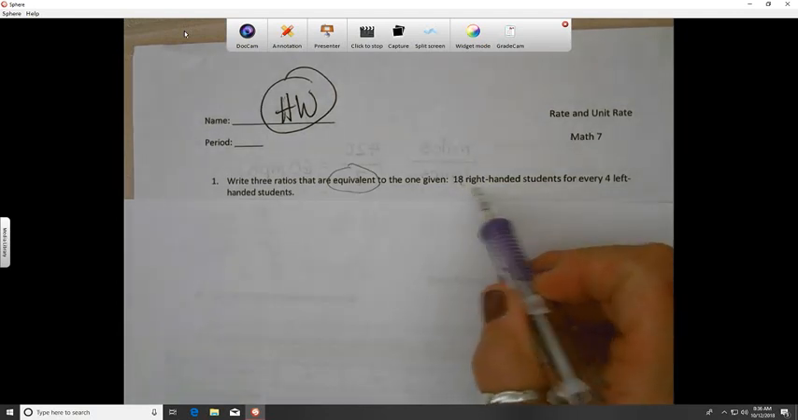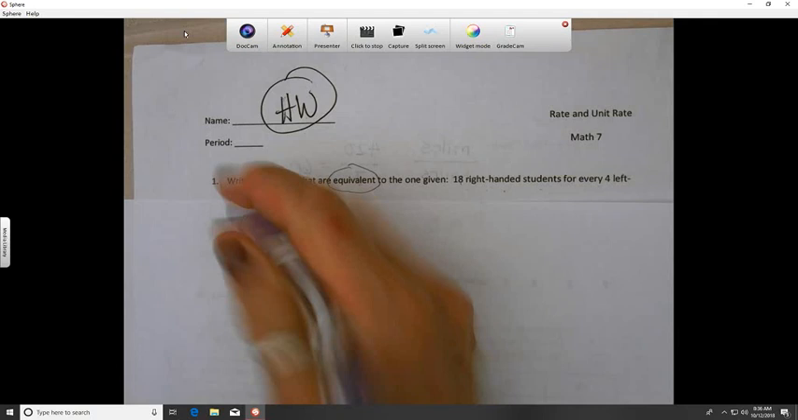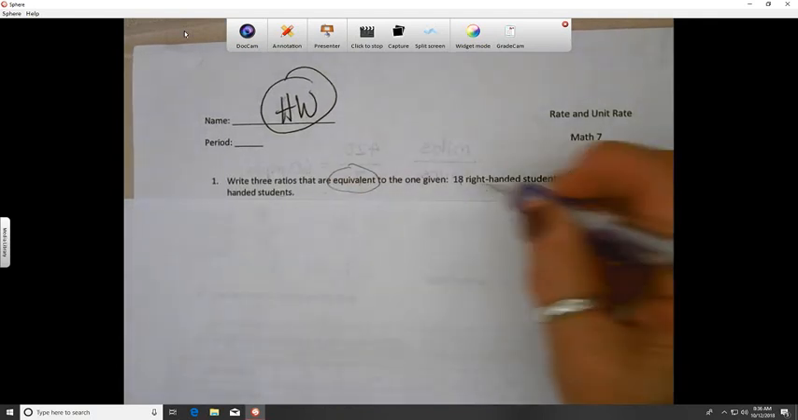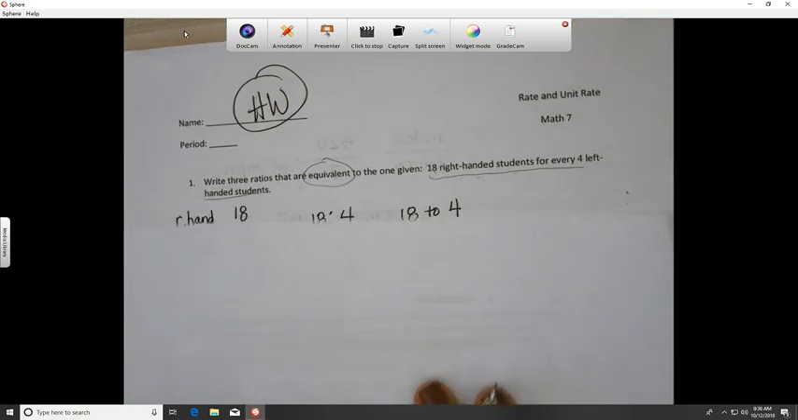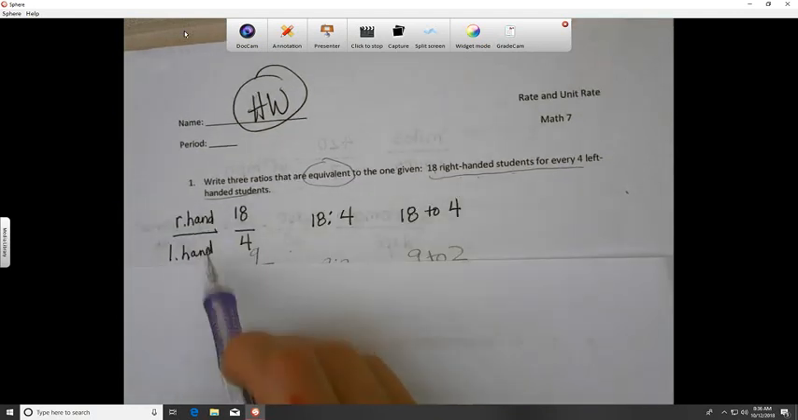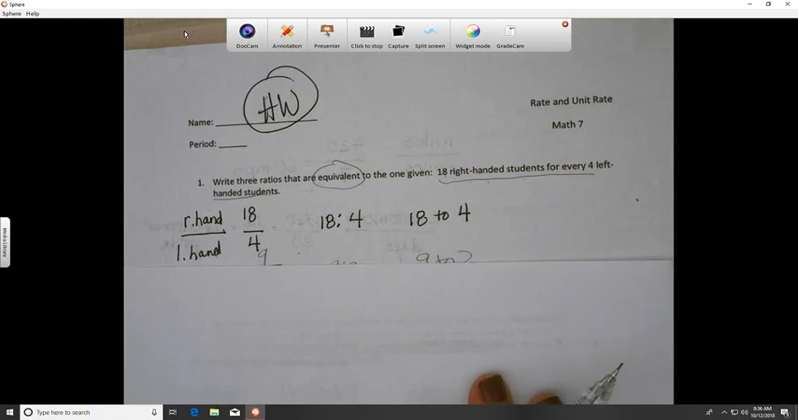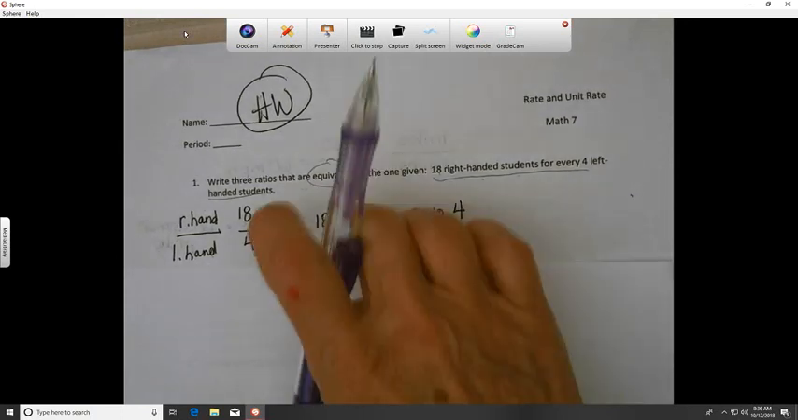So we have 18 right-handed students to 4 left, which means the way it's written is the order it should be in. Right-handed to left-handed. You could have simplified it. That would have been fine too.